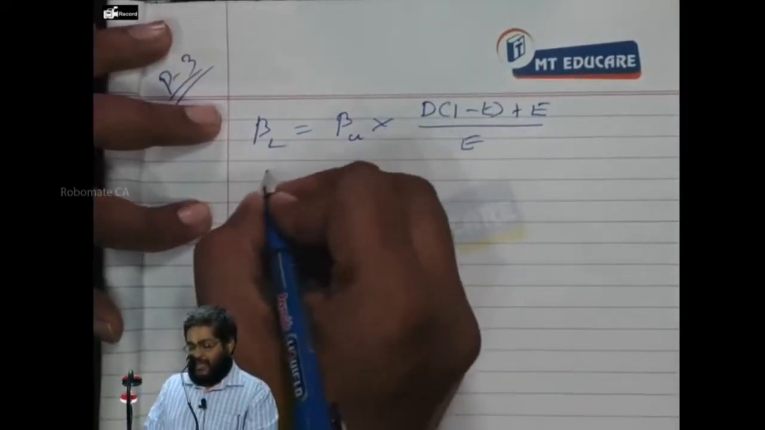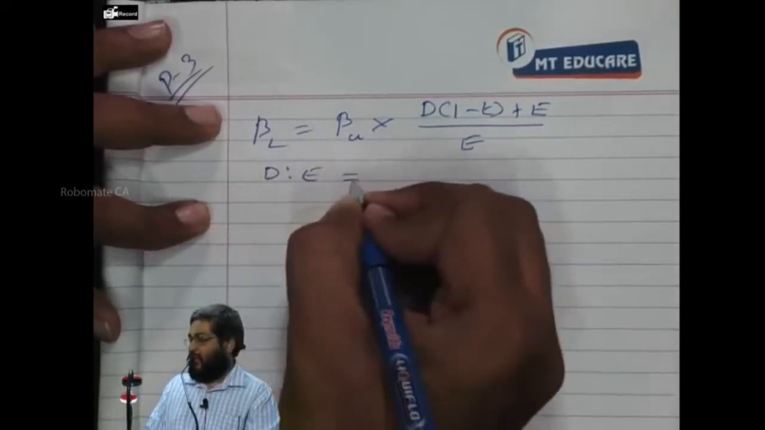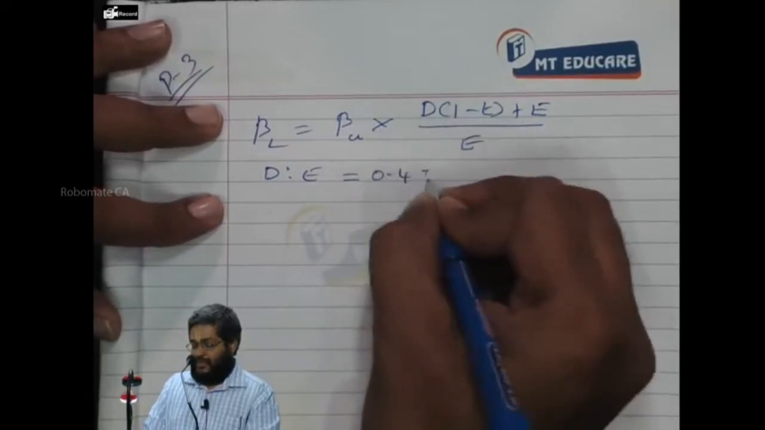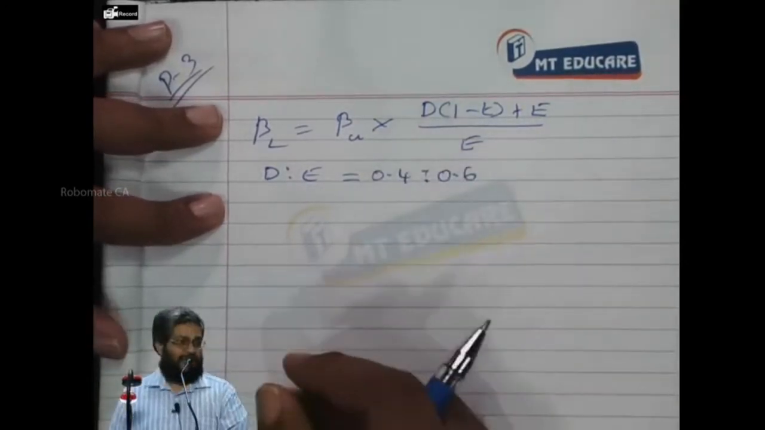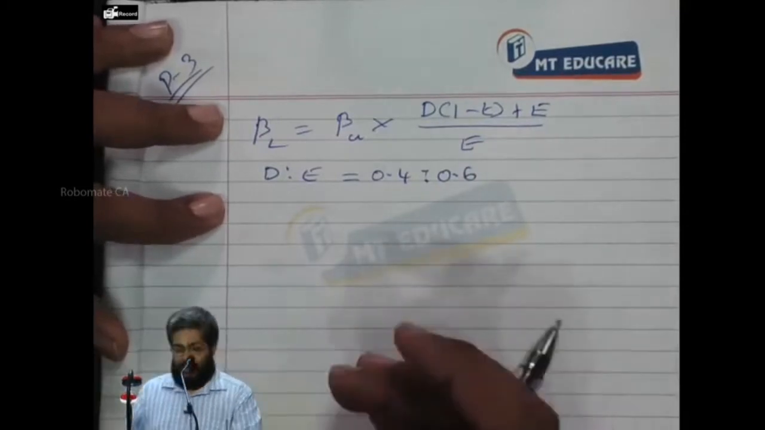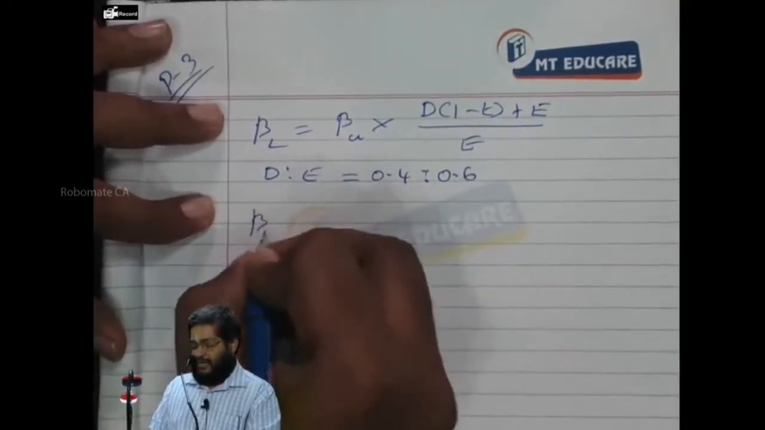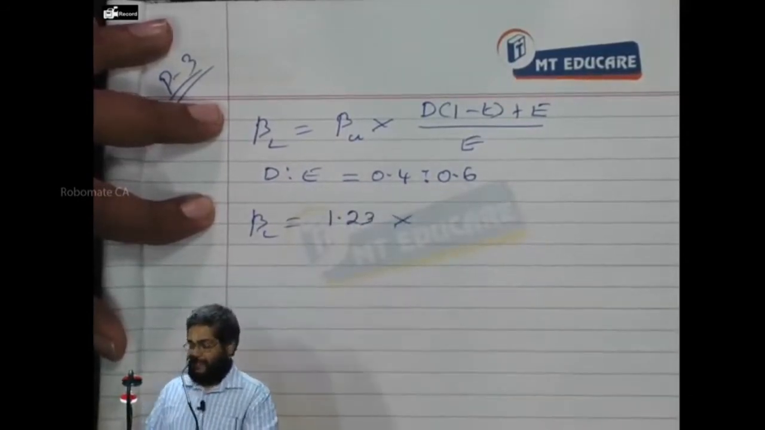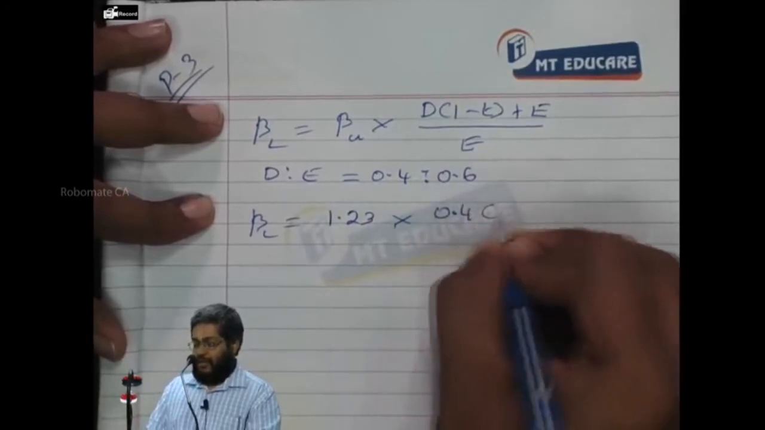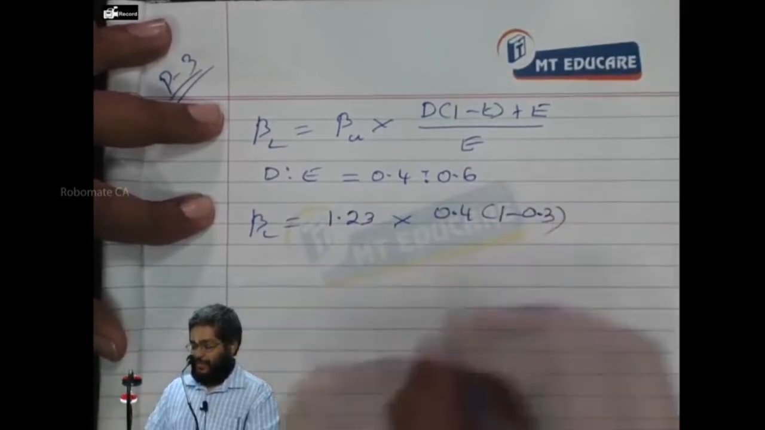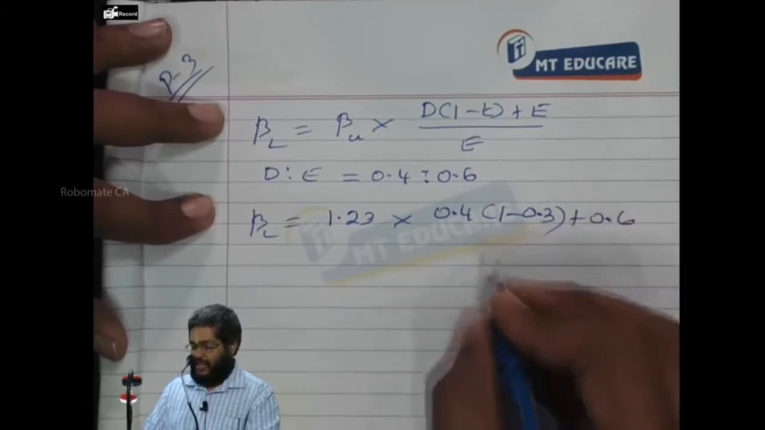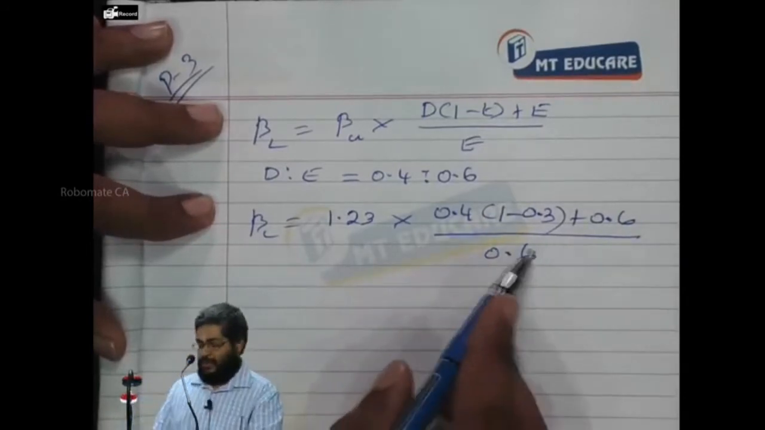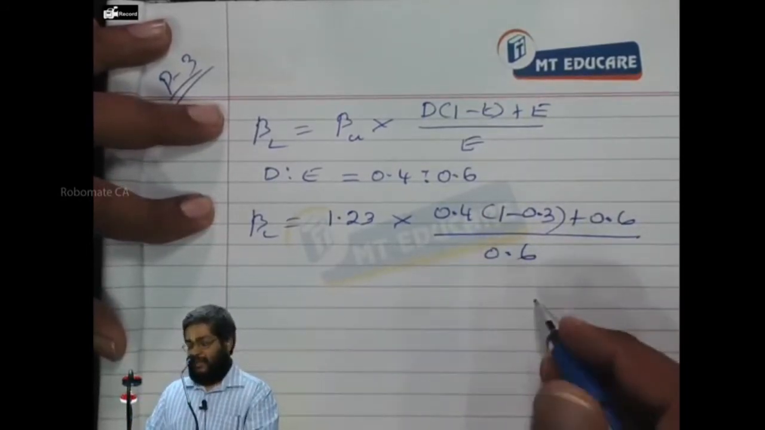Now, what is debt to equity? What is the debt ratio for the project? 0.4 is to 0.6. Can I proceed now? Beta levered is equal to, what is the unlevered beta? 1.23 into 0.4 into 1 minus 0.3 plus 0.6, divided by 0.6.